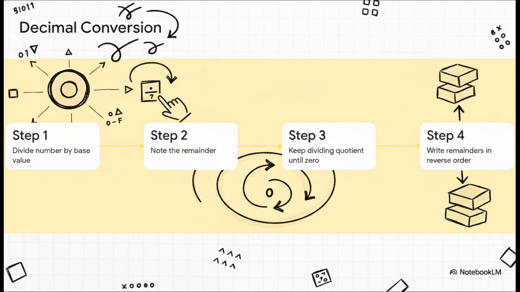And finally, Section 5, translating between systems. So how do we actually do the math? There is this beautifully simple, universal 4-step recipe for converting our human base 10 numbers into any other system, whether it's binary, octal, or hex. Step 1, you divide your decimal number by the base value you want to convert to. Step 2, you note the remainder. Step 3, you take your answer, the quotient, and keep dividing it by the base, noting the remainder each time until your quotient finally hits 0. And Step 4, the magic step, you write all those remainders out in reverse order, from bottom to top.